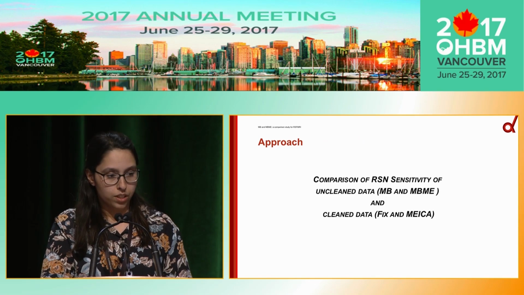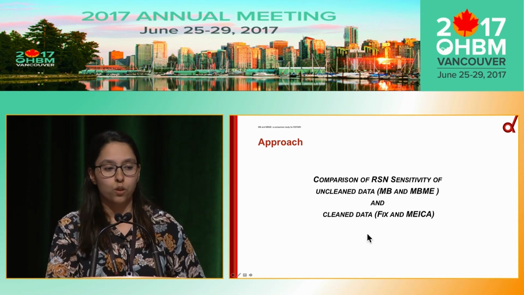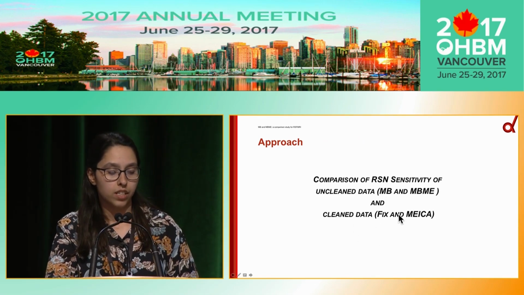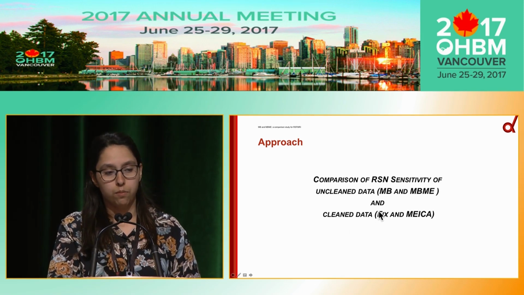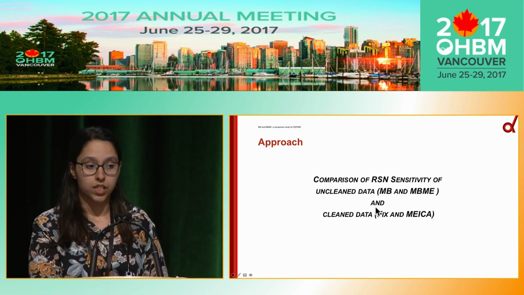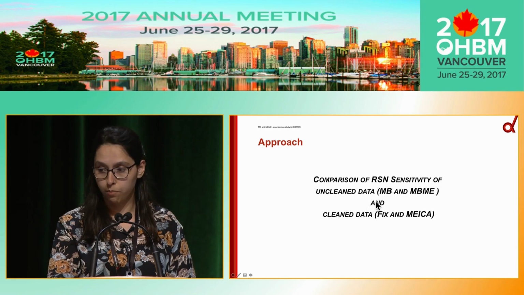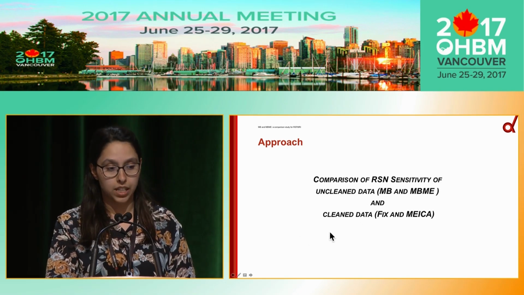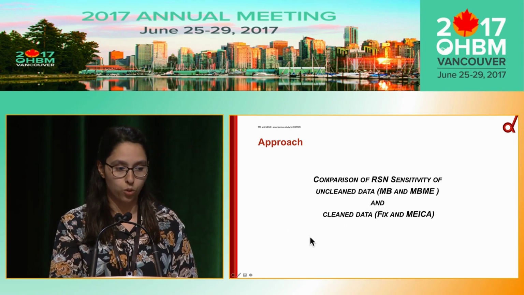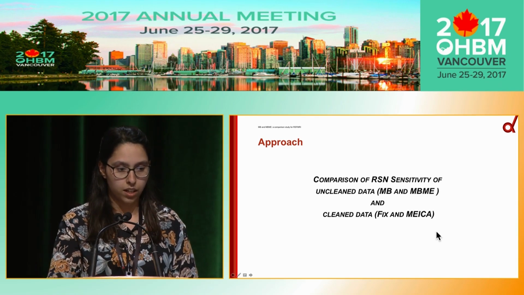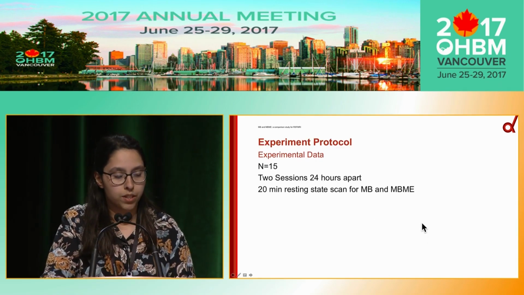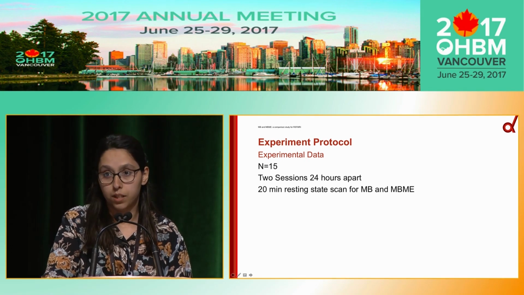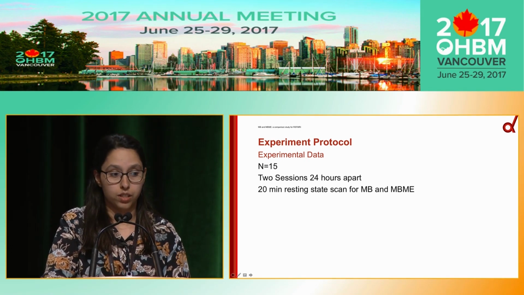Going a bit towards our approach, what we were interested in: as both of these sequences are commonly used today in fMRI, we compared resting state network sensitivity in unclean data, both in multiband and multi-echo, and in clean data using both FIX cleaning and multi-echo ICA cleaning. A bit more on the experimental protocol: we acquired 15 subjects in 2 different sessions, 24 hours apart.